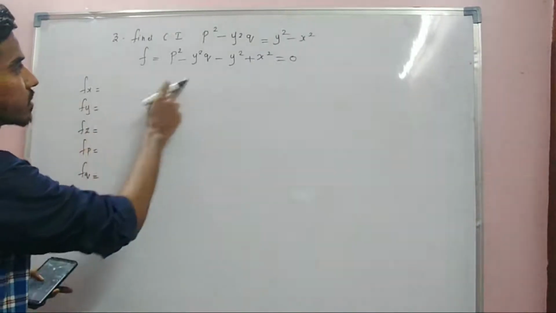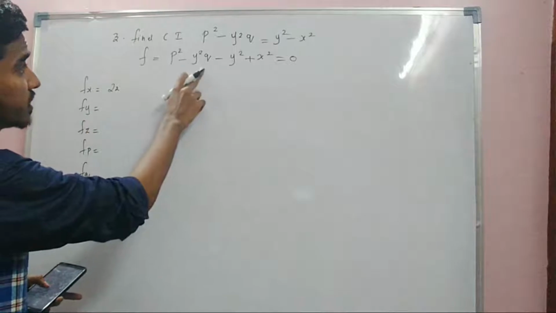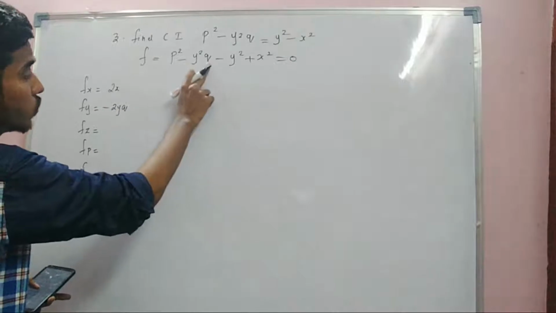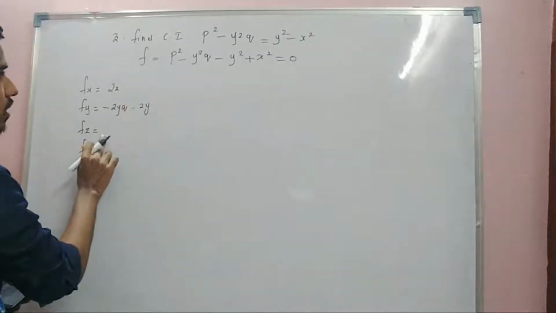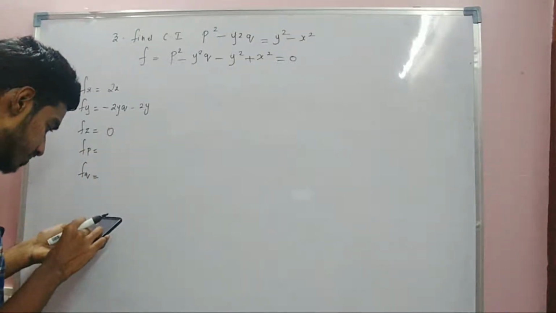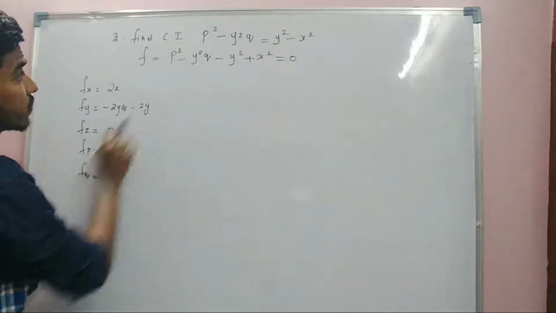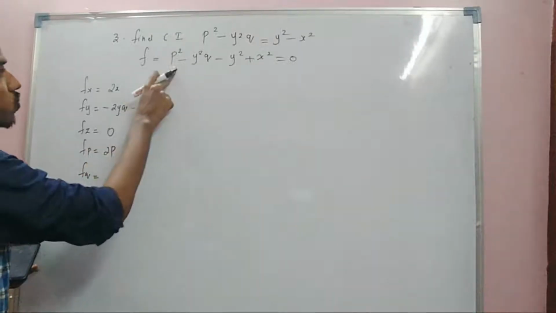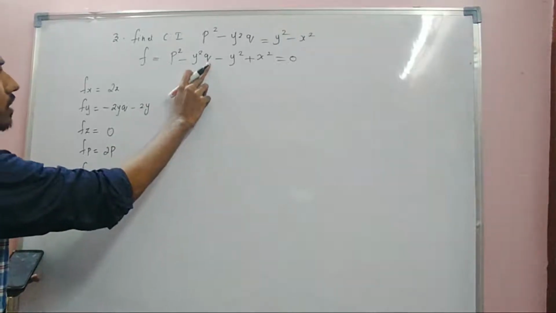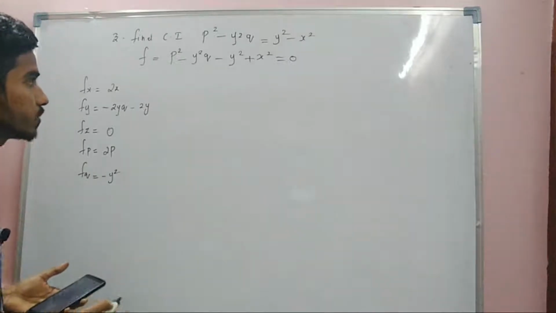So what will be my fx? Differentiating this with respect to x, we will have 2x. Fy: differentiate this with respect to y. So here you will have minus 2y cube minus 2y. So fz will be 0. Fp is 2p. And fq, here we have minus y square. So we have found fx, fy, fz, fp and fq.